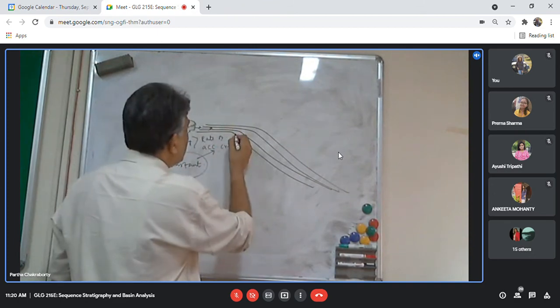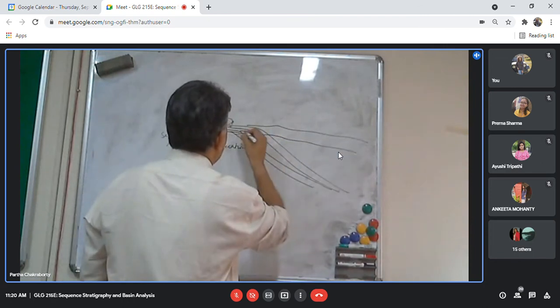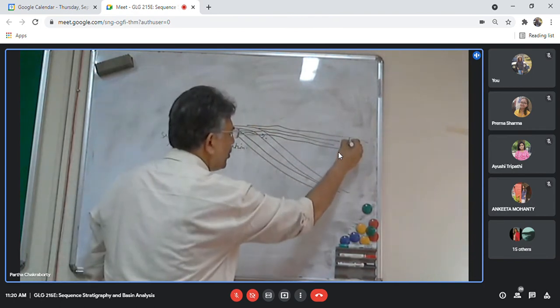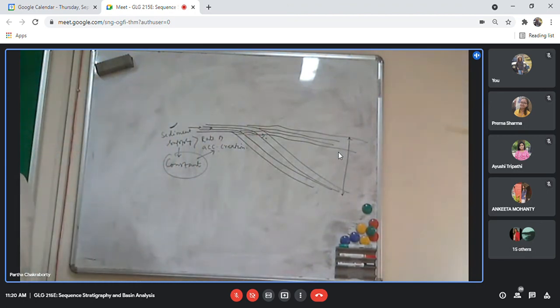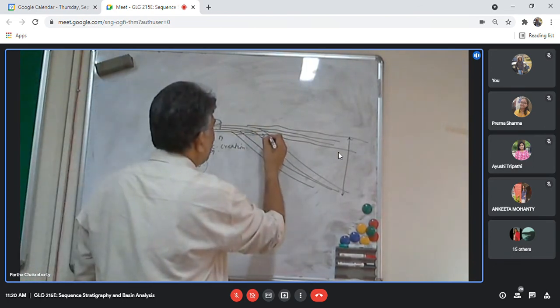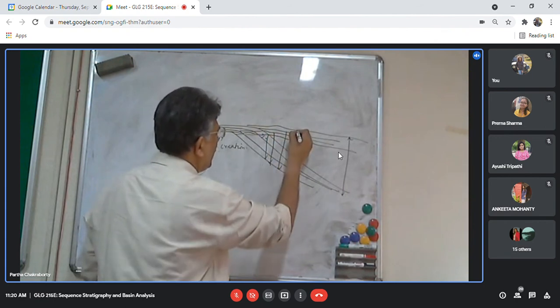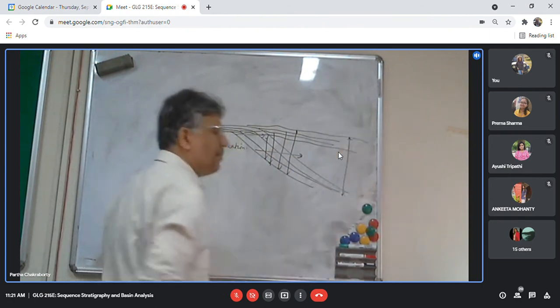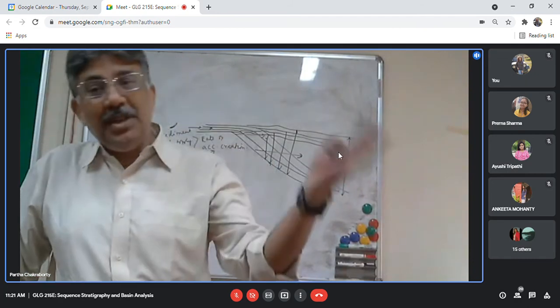Sediment supply is constant. Since you are basically prograding, what will happen? Suppose this is there, then next is there. The more you are prograding, the more you are going to a deeper bathymetry of the ocean. Am I clear? Suppose this was the bathymetry here. Next time bathymetry here, third bathymetry here, then bathymetry here. So the more you are advancing towards the basin, you are going to more and more bathymetry of the basin.